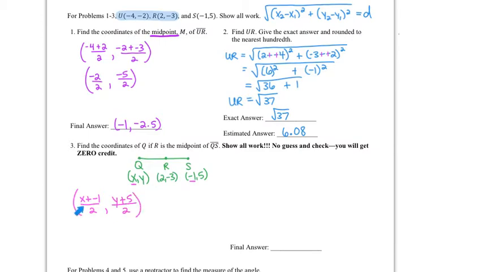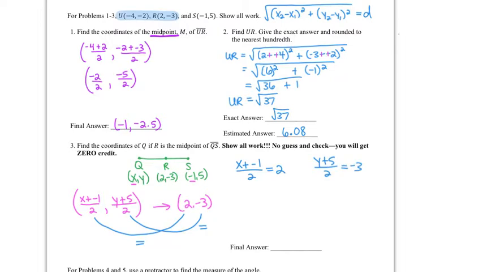So how are you supposed to solve something if you don't know one of the pieces? Well, I know the result. I know that that has to eventually become 2, -3, because I know what the midpoint is. So this has to equal 2, and this has to equal -3. Those are your equations. That's all it is. So let's just write that equation over here. x plus a -1 over 2 has to equal 2. Then y plus 5 over 2 has to equal a -3.